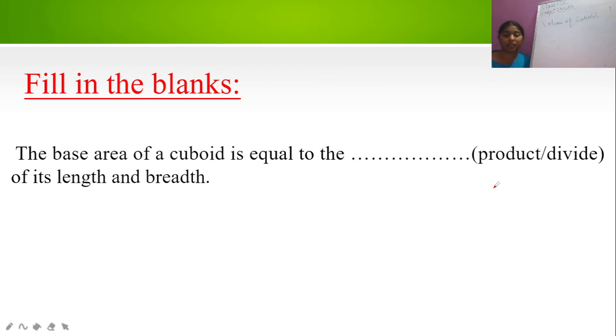Yes, students, very good. So our correct answer is product. For a rectangle, this is our length and this is our breadth. So we multiply, not divide, right? We make a product of length into breadth. So product is the correct answer. Make sure, students, you get the correct answer, okay?